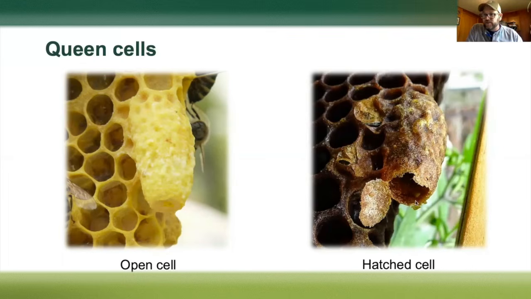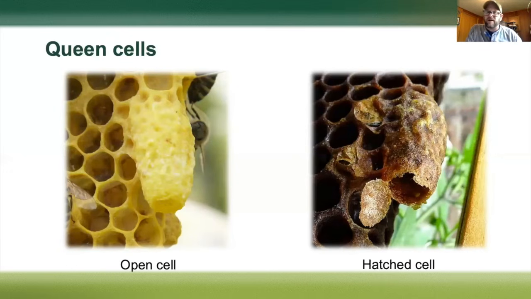Whereas a hatched cell, meaning a queen has hatched out of this, which you will find in your hives, especially if you have a hive that's swarmed, you'll come back and you'll find these cells all over the place. And you'll say, oh my gosh, there's all these queen cells, but there's nothing in them. The way you can tell that this is hatched is you can see that this edge around that cell is ragged. That's because there was an insect chewing its way out of that cell. So it's ragged because it's been chewed on.